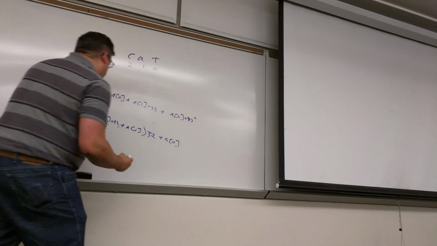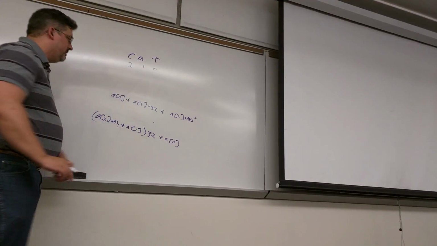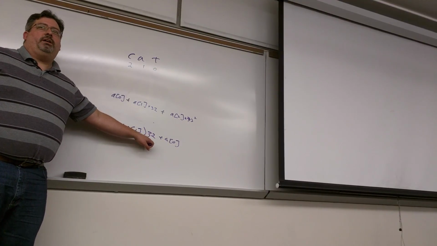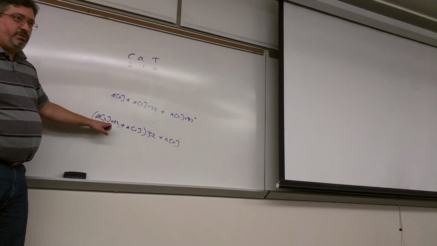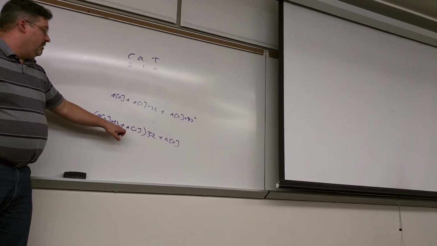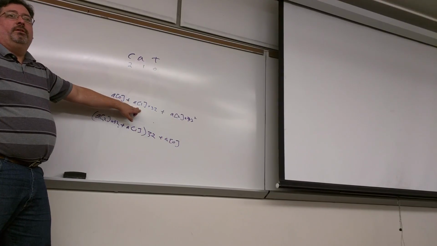Now, if you remember back to your algebra days where you were learning how this works, multiply this 32 through here, and you'll end up with a2 32 squared plus a1 32 plus a0, which is the same thing that I had up here, right?